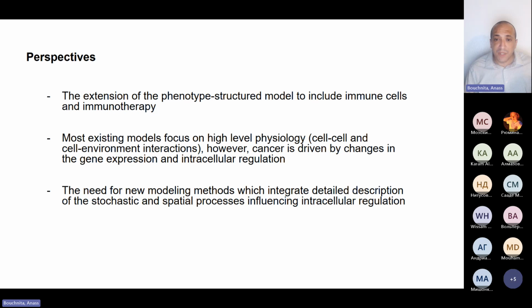However, in general, one thing about multi-scale models is that they tend to focus on higher-level physiology, like cell-cell interactions and cell-microenvironment interactions. However, in cancer, the disease is primarily caused by genetic changes. So I think it's very important to have more fine-grained models of intracellular regulation. And I think this is something that now we have the tools to explore, which is trying to integrate more fine-grained models of intracellular regulation that introduce stochastic and spatial processes and see how they interact with mutations, and then try to integrate them into population multicellular models. And one way to do it is through machine learning.